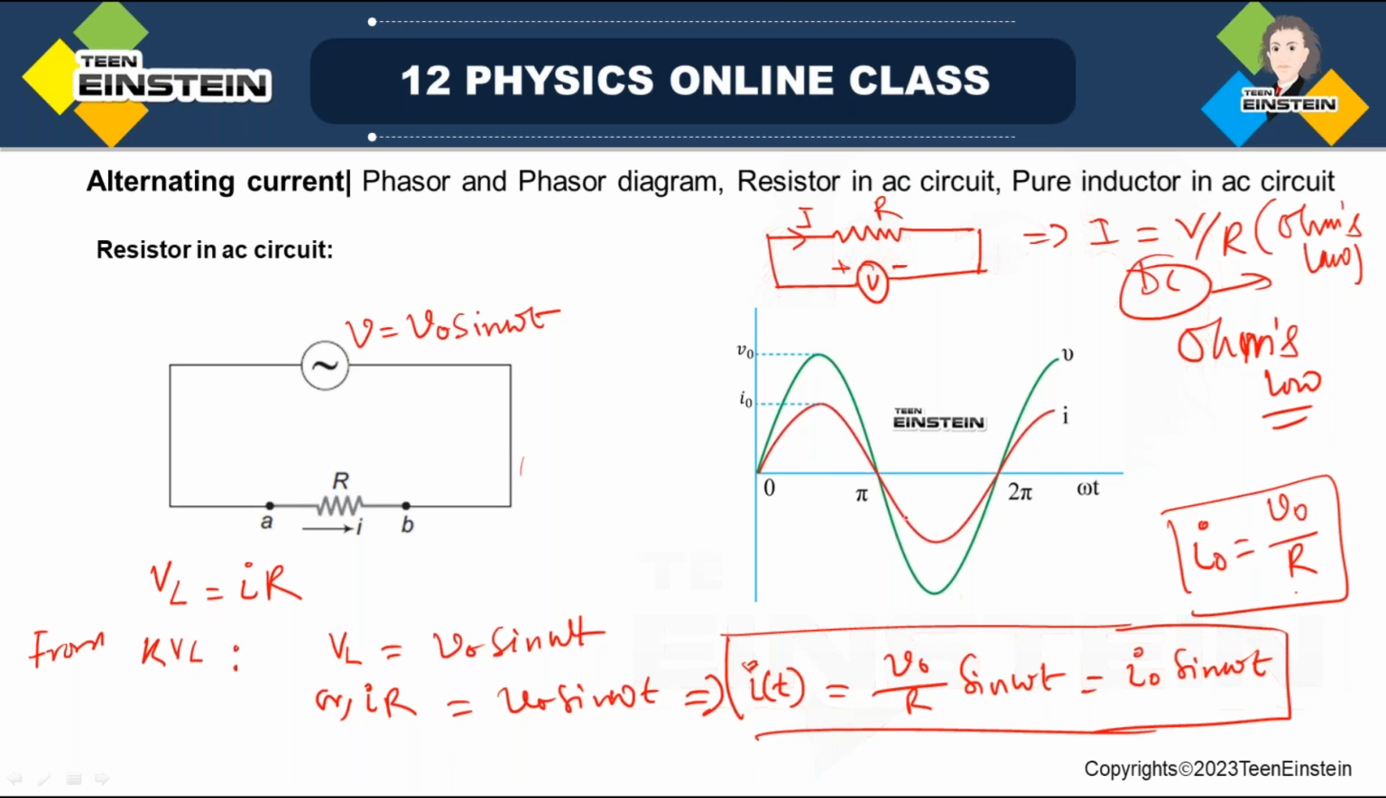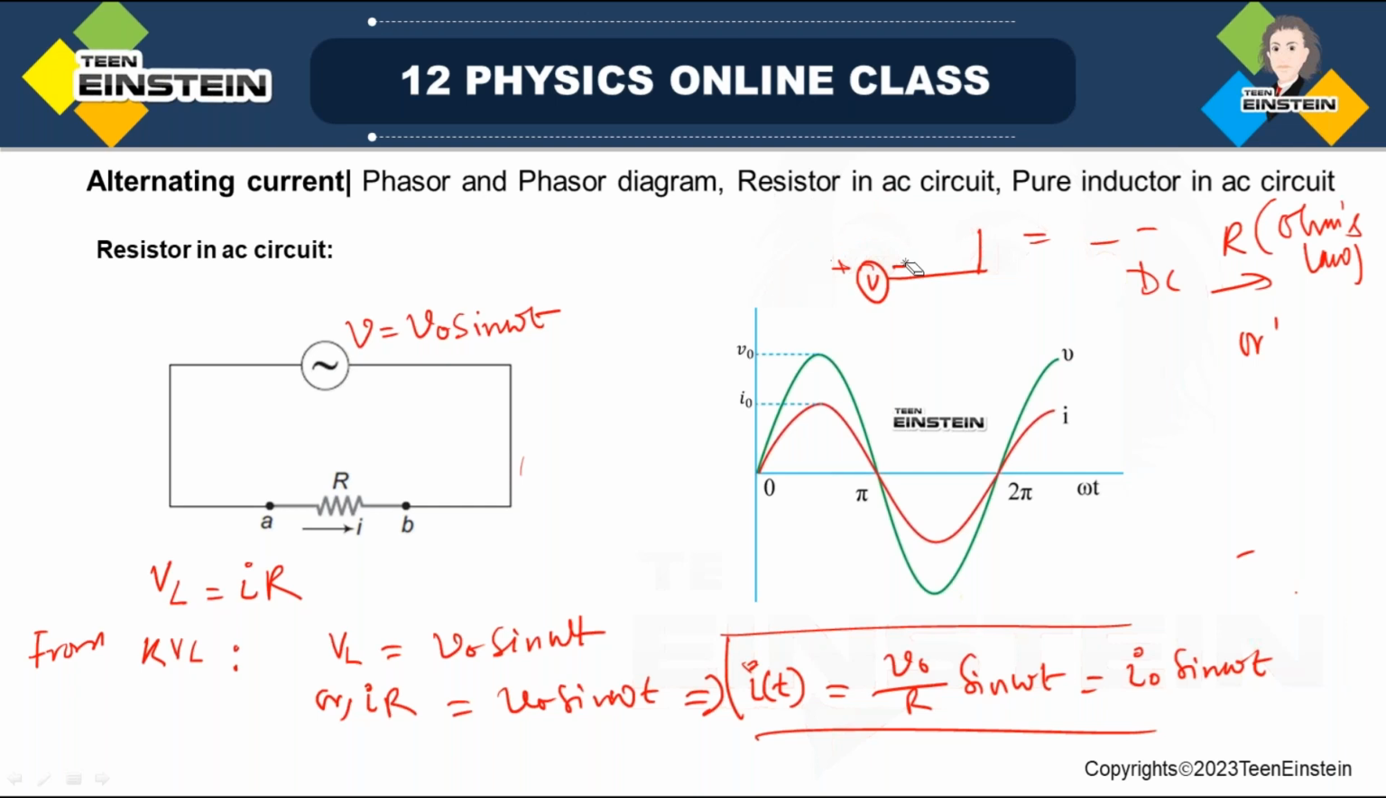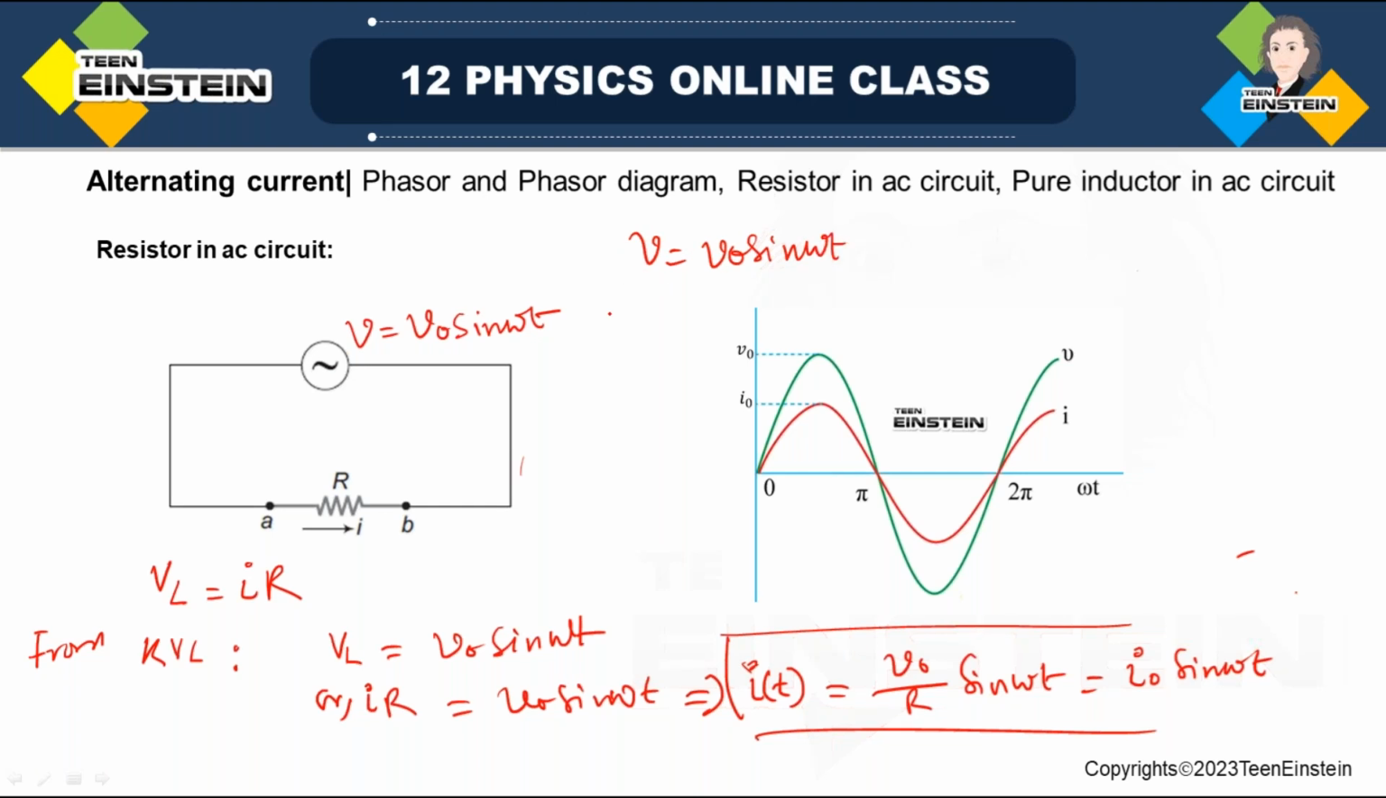I'll just clean everything and write two things here. What is the voltage sent through the resistor? That is V is equal to V0 sin omega t. And we have seen the current passing through the resistor is I is equal to I0 sin omega t.